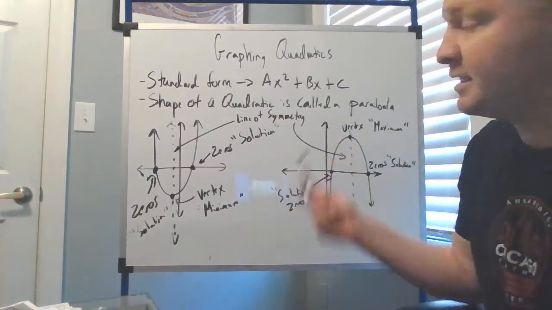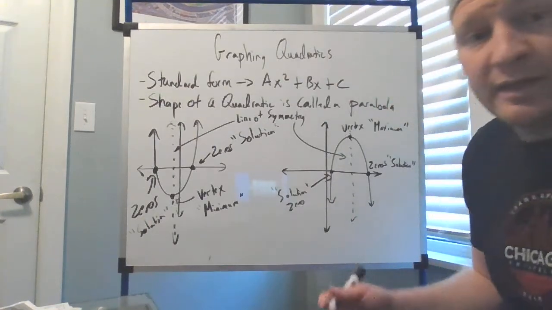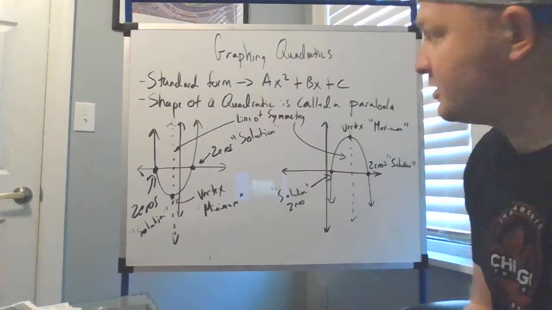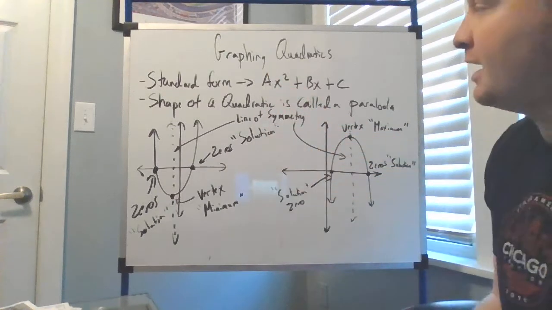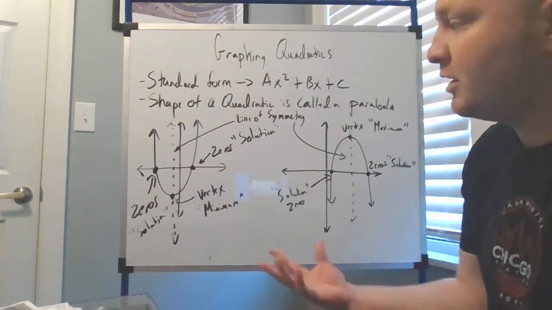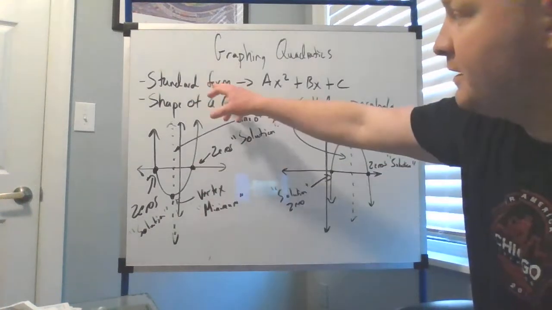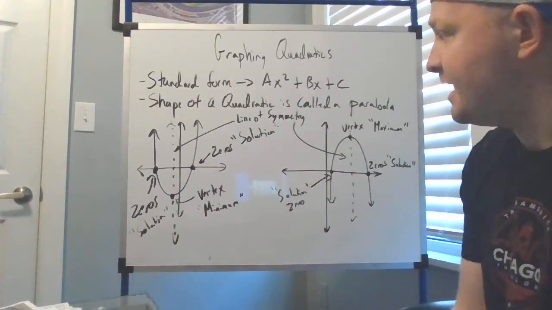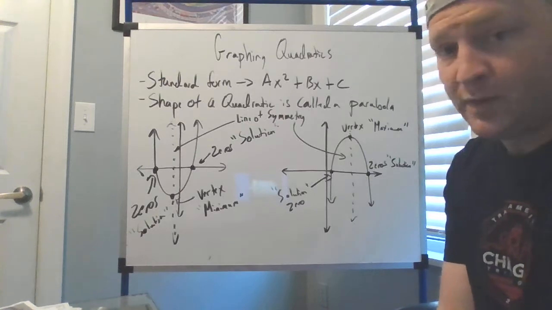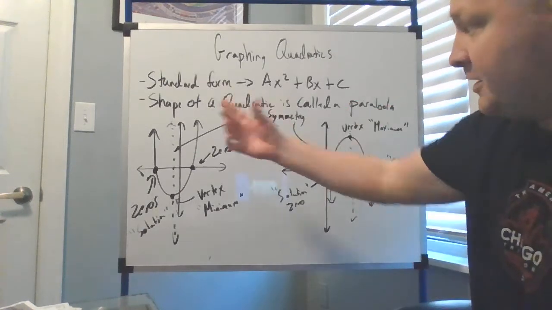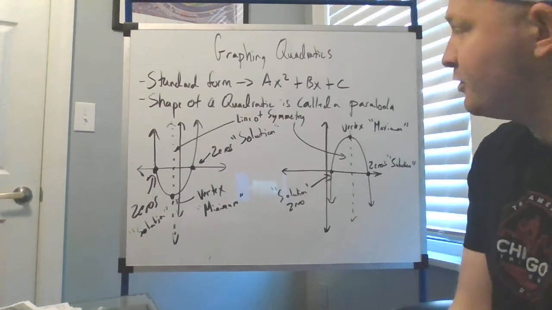So just for basics, and by all means press pause to write this down so you have this in your notes. I want you guys to understand that we're graphing quadratics. You already know how to find two of these points when it's in an easy format. So first off, the standard form of a quadratic is ax squared plus bx plus c, okay? And the shape of a quadratic is called a parabola.